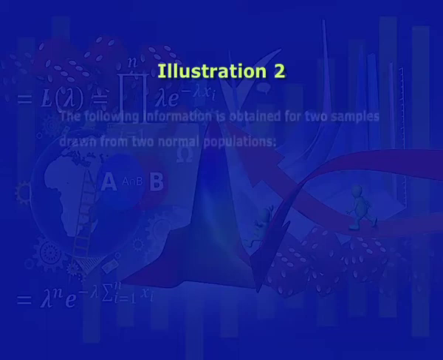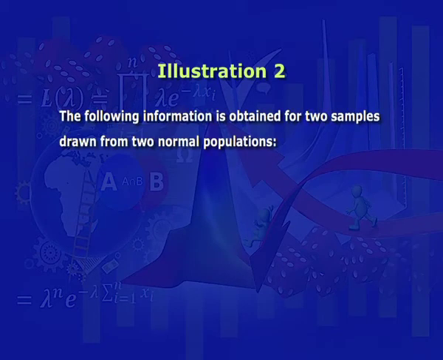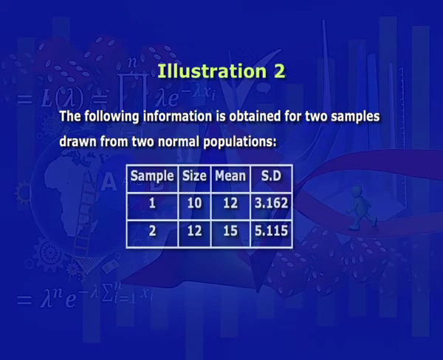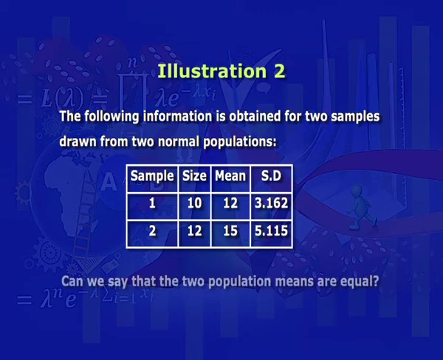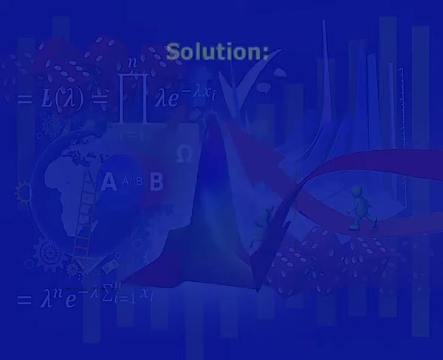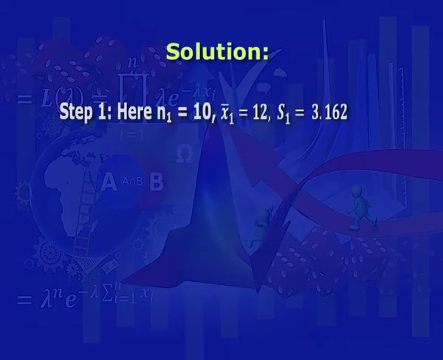Illustration 2. The following information is obtained for two samples drawn from two normal populations. In the data we have given sample 1 and 2, corresponding size 10 and 12, mean 12 and 15 and standard deviations 3.162 and 5.115. Can we say that the two population means are equal? Let us see the solution. Step 1.